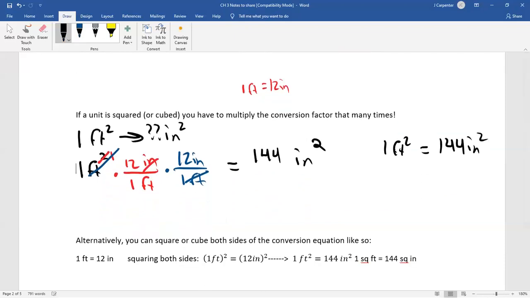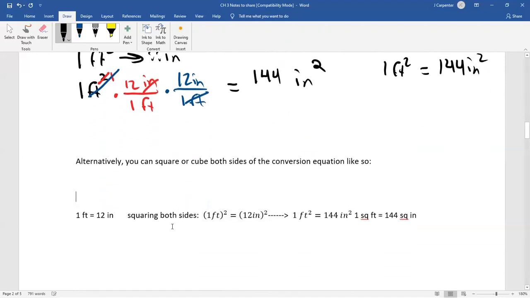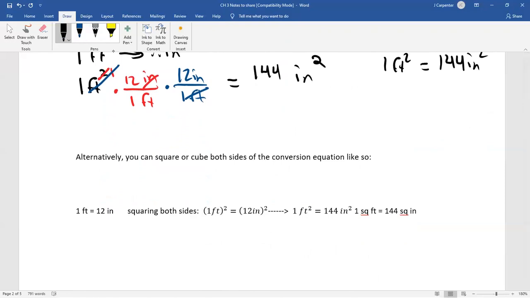All right, so what's that alternative thing say? Alternatively, you can square or cube both sides of your conversion factor to get a new conversion factor. So this typing below, I'm going to show you the writing. So here's the original factor. 1 foot is 12 inches. And oh, well, we're dealing with squared units though, so let me square both sides. So here's how it looks. You square both sides like so.